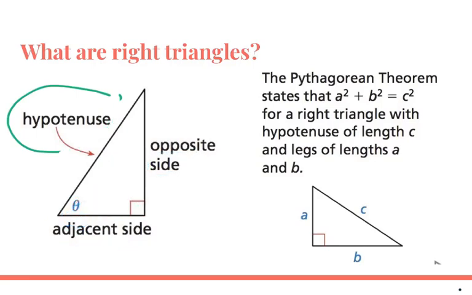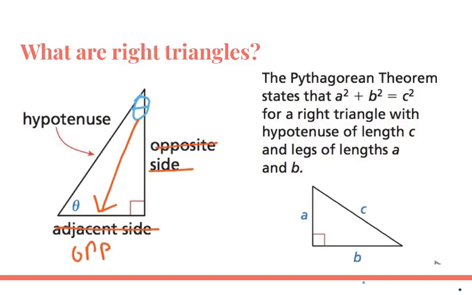If I were to move theta around, like if theta were to be in this corner instead up here, then no longer would this be the adjacent, but over here, this would be the opposite side. And this side right here, since it touches theta, it's right next to it, this would be the adjacent side. The hypotenuse always stays the same because that 90-degree angle is not moving.